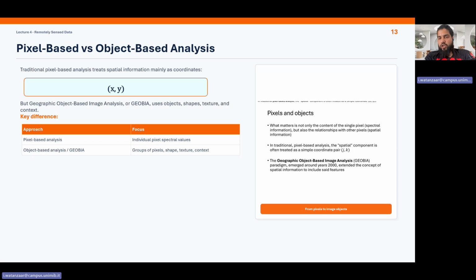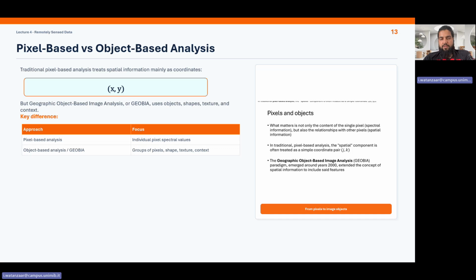They are using the shape, which is exactly the geometric attributes of the spatial information. Texture is exactly the texture attributes, and the context is the topological or contextual attributes. Based on this spatial information, the object-based analysis happens, but the pixel-based analysis treats spatial information mainly as coordinates of X and Y.